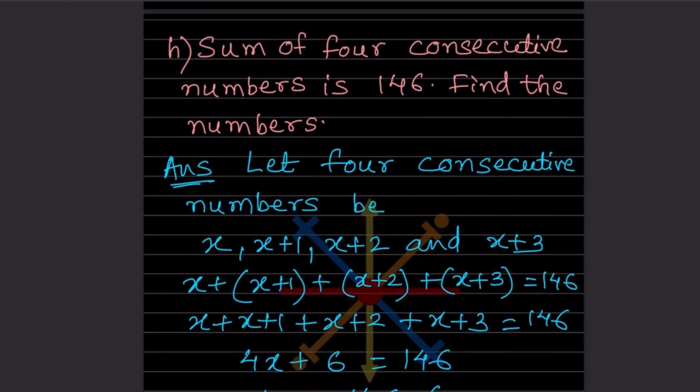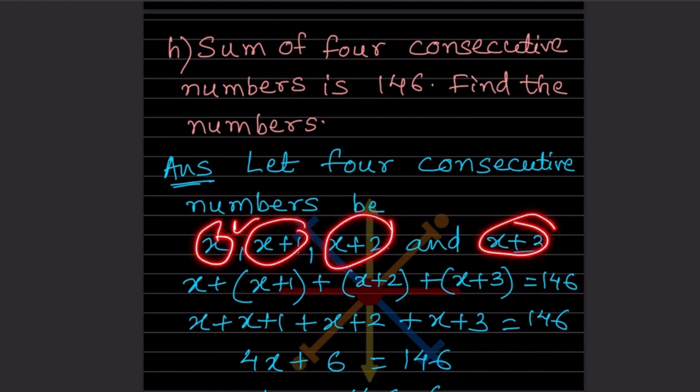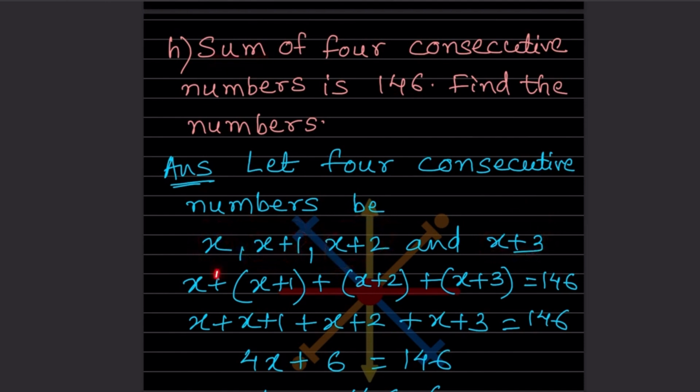It says that the sum of 4 consecutive numbers is 146, find the numbers. So what are the 4 consecutive numbers? In the previous exercise, they gave 3 consecutive numbers, which we took as x, x plus 1 and x plus 2 in the previous video. Now here they have given 4 consecutive numbers, so we'll consider x, x plus 1, x plus 2 and x plus 3. Okay, these are the 4 numbers. They said sum. Sum means you are going to add all these numbers. That is given as 146, which means is equal to 146.